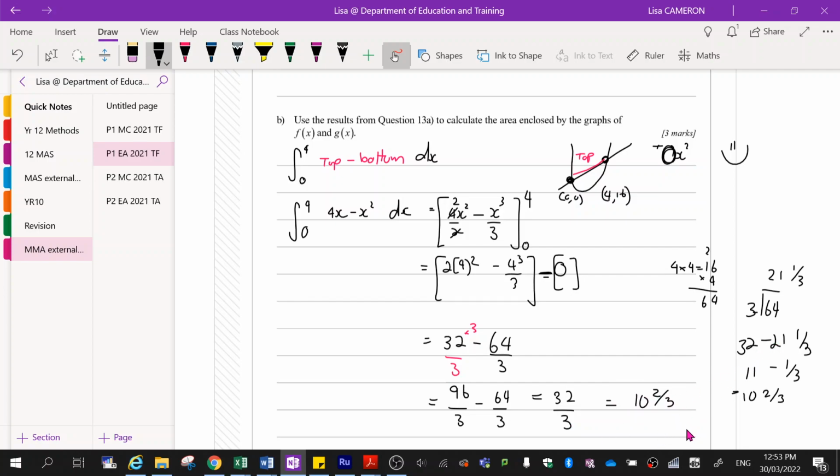Doesn't matter which way you do it, but you are going to have to be able to do this manually. Now, the other thing is, don't forget that this is units squared. We are looking at area.